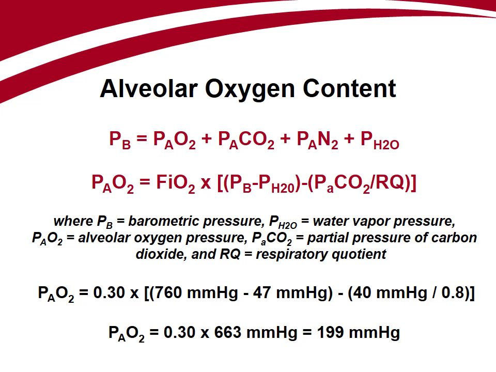If we assume that the patient's inspired oxygen fraction, or FiO2, is 30%, we calculate that the alveolar partial pressure is 199 millimeters of mercury. For a rough approximation that can be rapidly calculated at the bedside, multiply the FiO2 times 700 and subtract 50.